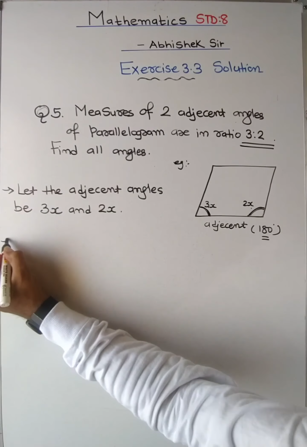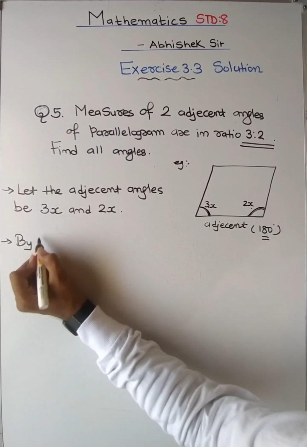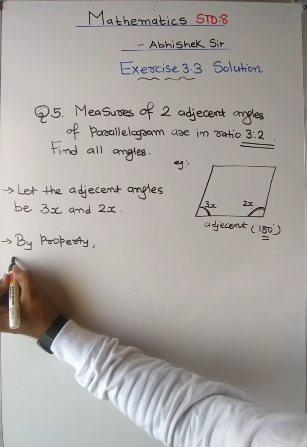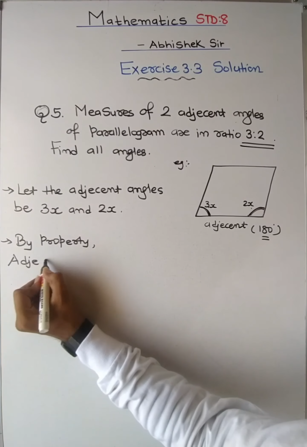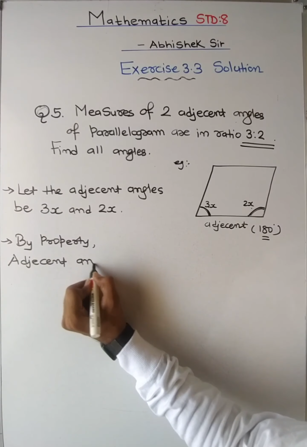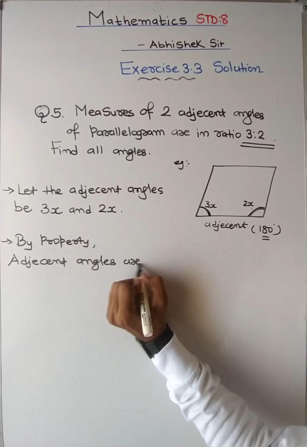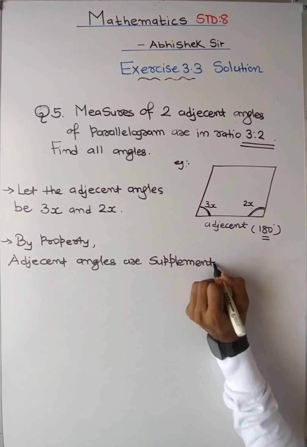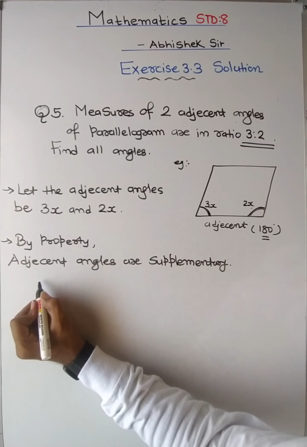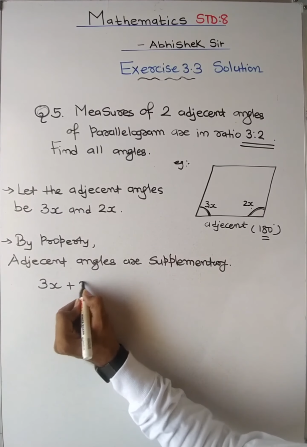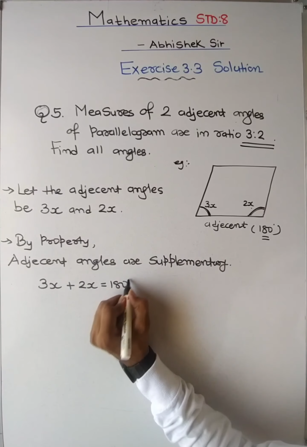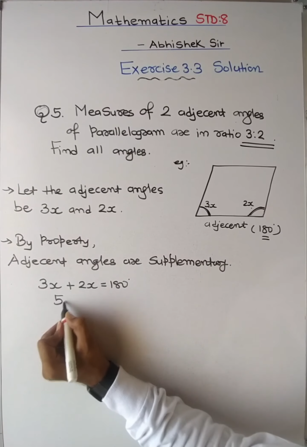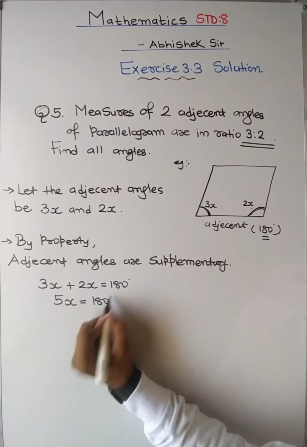Now let us add the property. By property, adjacent angles are supplementary. So if we add 3x and 2x, we get 180. Clear? So what if we add 3x and 2x? How much will it be? It will be 5x. So 5x equals 180.